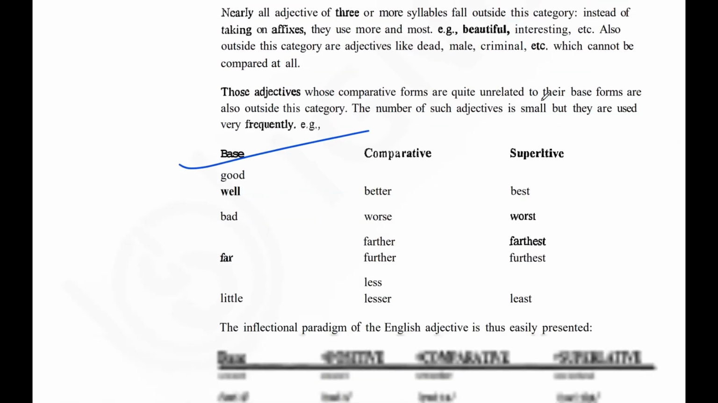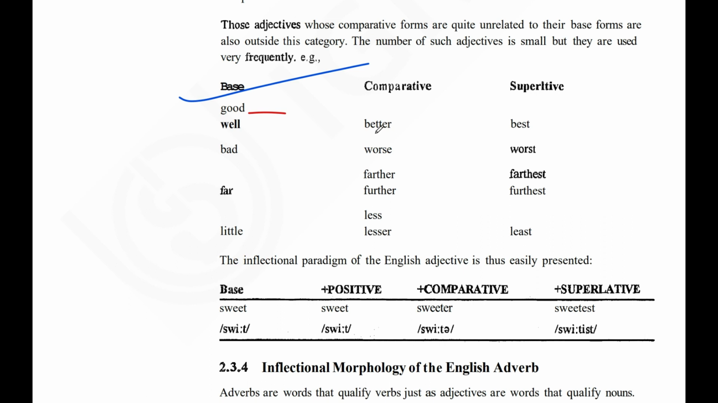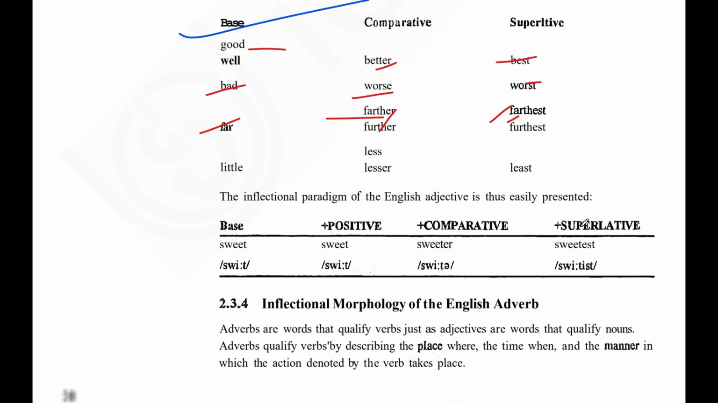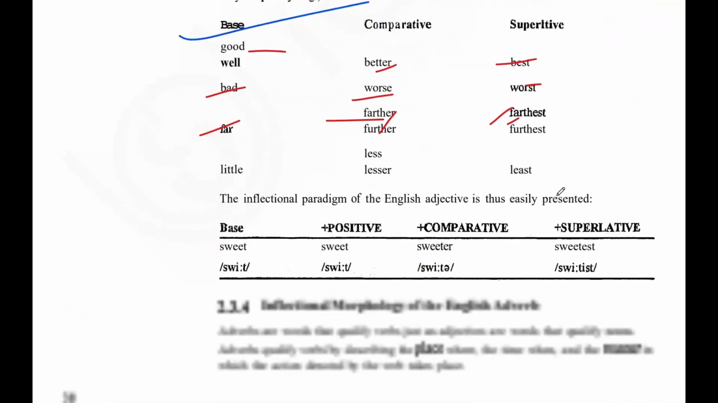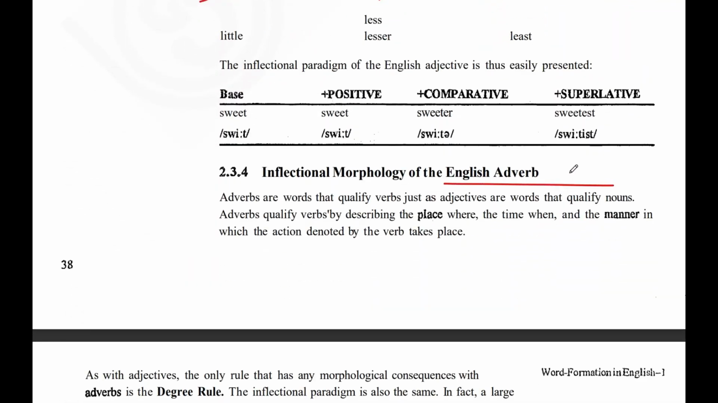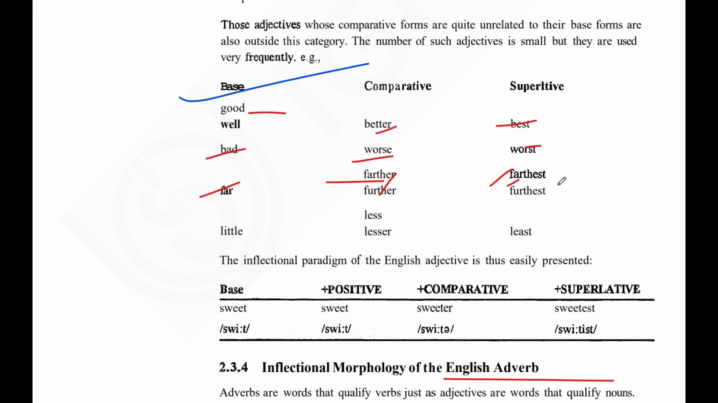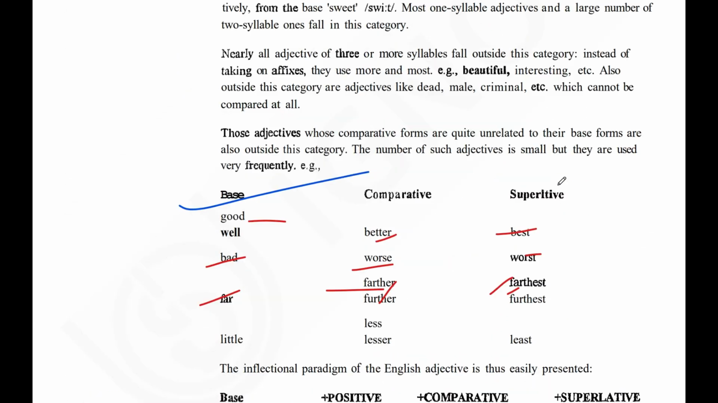And this was about pronouns, and then we'll move on to inflectional morphology of English adjectives. Adjectives like good become better and best, bad becomes worse and worst, far is farther, farthest or further, furthest, little, less, lesser, least, right? So these are about the adjectives. We all know what adjectives are. Then I'll move to adverbs.